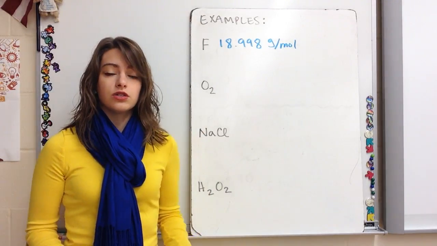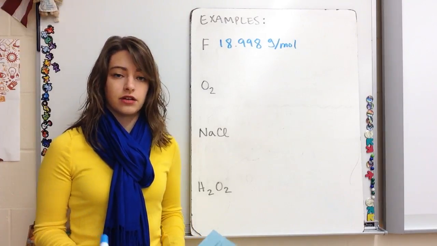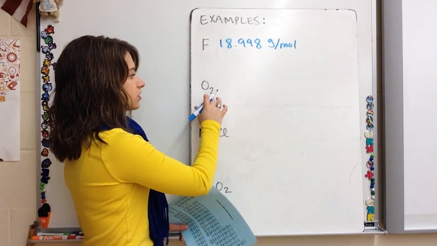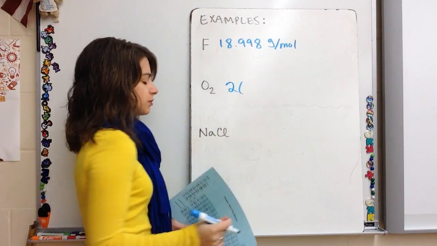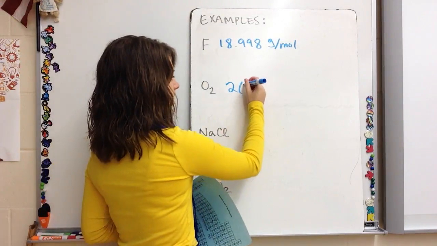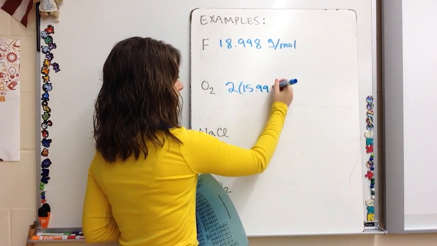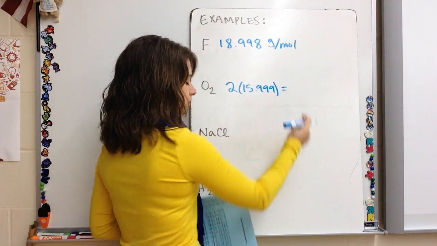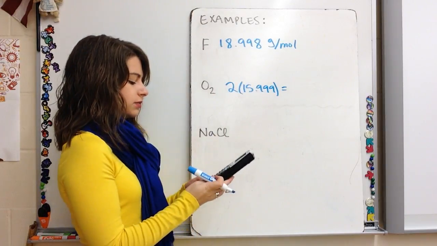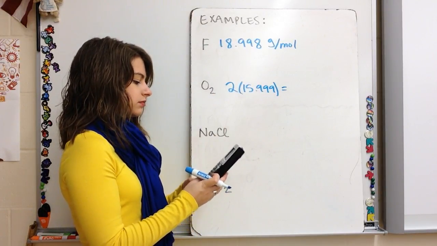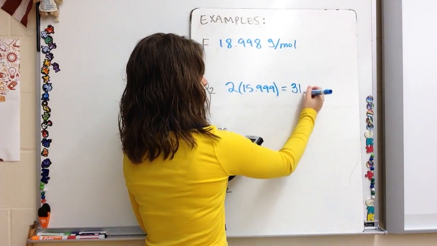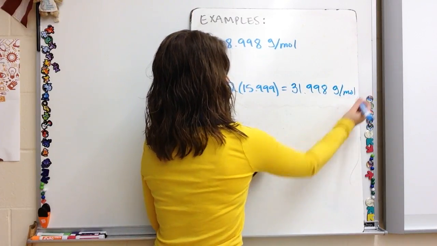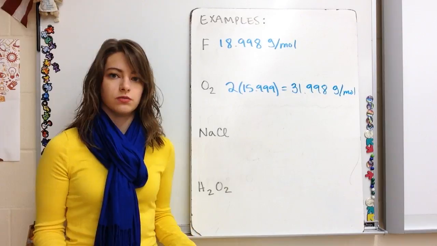Okay, let's look at our next example. So we have O2. So we have 2 oxygens bonded together. So we can't just take the mass of 1 oxygen. We're going to take our 2, and we're going to multiply it by the mass of our oxygen. And the mass of our oxygen is 15.999. Again, I got that from the periodic table. So when I do 2 times 15.999, so I'm going to use my calculator, I get 31.998 grams per mole, and that's the molar mass of O2.